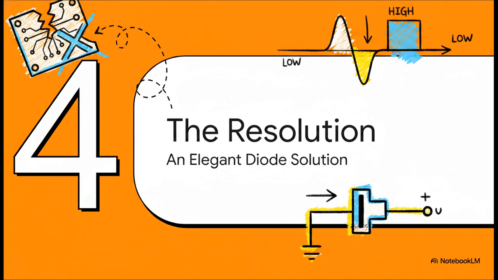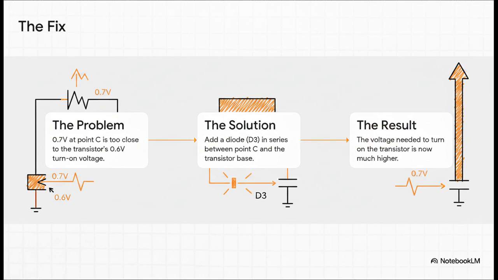Now how do we fix it? Well, the solution is actually beautifully simple, and it demonstrates a core principle of good circuit design. You have to be the boss of your voltage levels. Here's the game plan. The whole problem is that 0.7 volts at point C is enough to tickle the transistor into turning on, so we need to raise the bar. We can do that by inserting one more component, a diode, we'll call it D3, right between point C and the transistor's base. This basically creates a higher voltage hurdle that the signal has to clear.